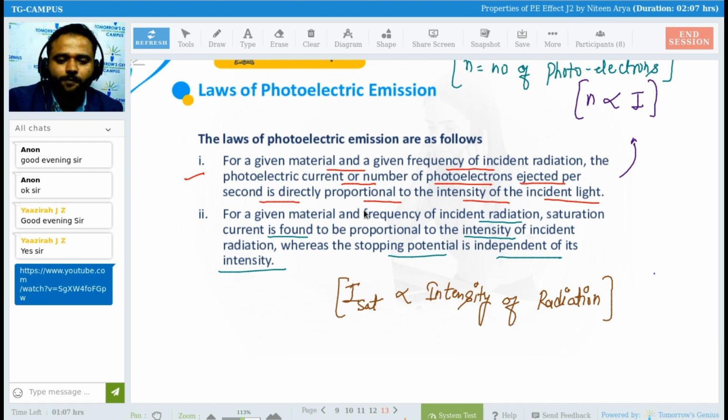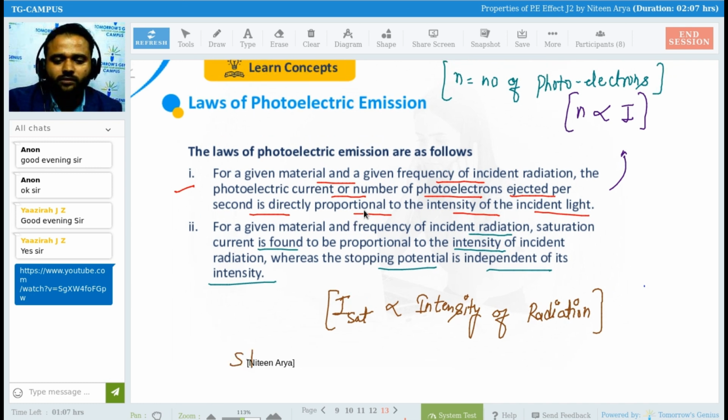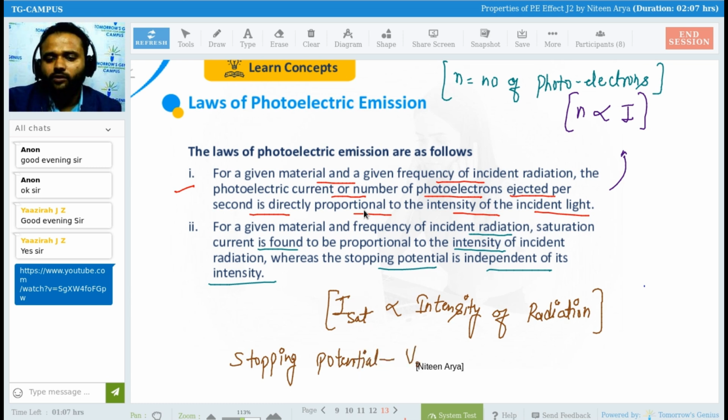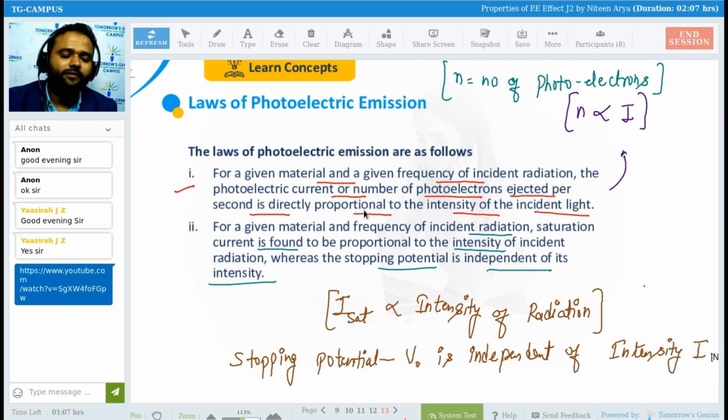Whereas the stopping potential is independent of intensity. The stopping potential, which is V naught, is independent of intensity I. Clear, everyone? So these are the two important things.